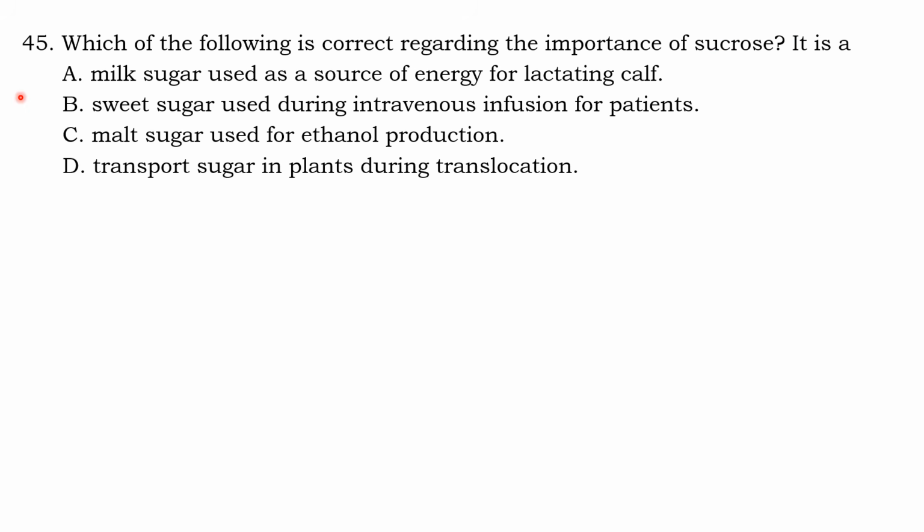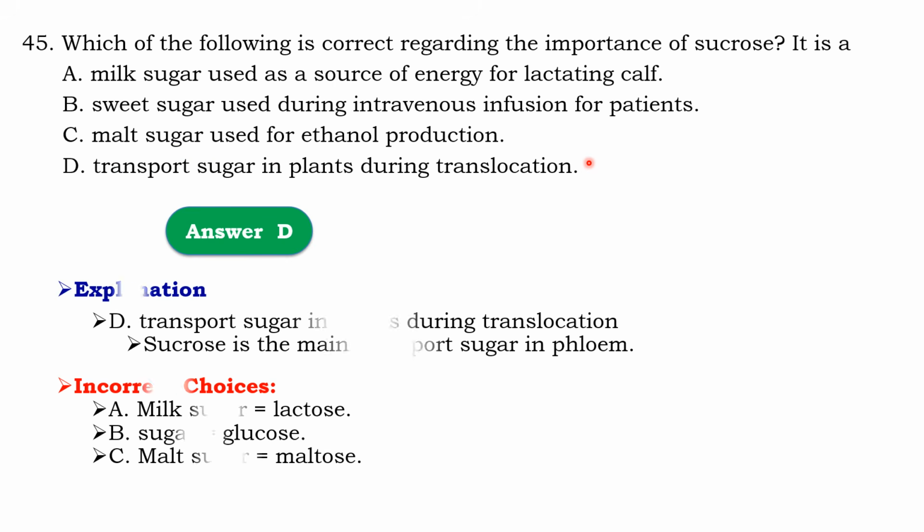A. Milk sugar used as a source of energy for lactating calf. B. Sweet sugar used during intravenous infusions for patient. C. Malt sugar used for ethanol production. D. Transport sugar in plant during translocation. So the answer should be D.